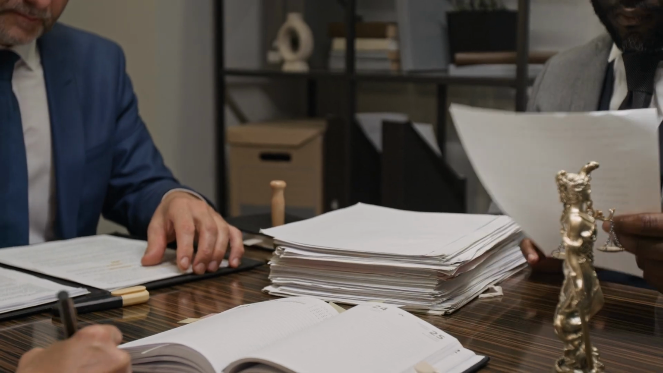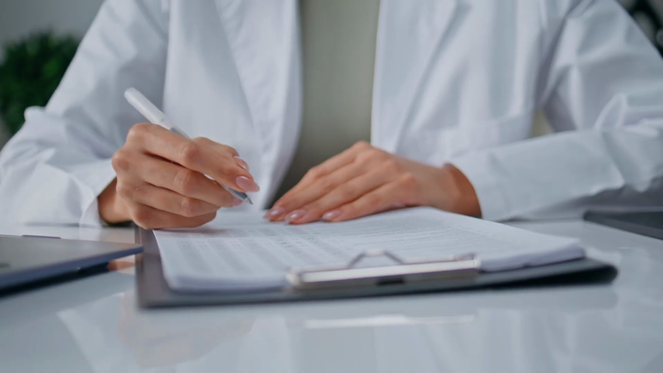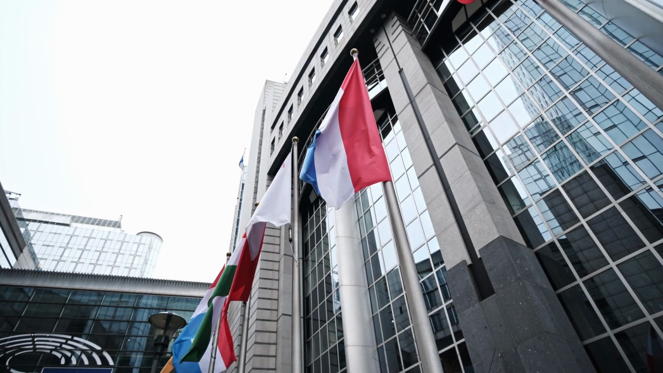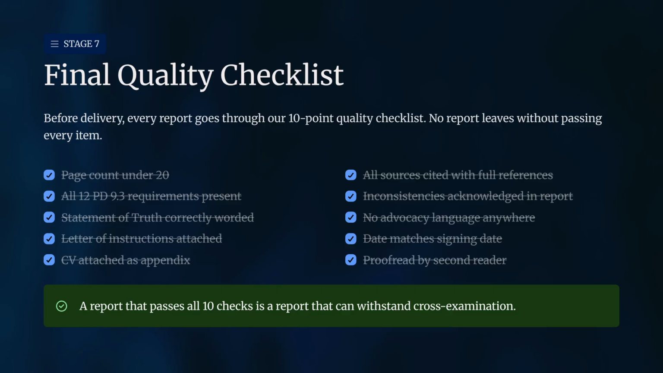Before we send the report to the instructing solicitor, we run through a quality checklist. Every report, every time. We learned each item on this list from cases where reports were rejected by tribunals. Page count under 20, verified. All 12 paragraph 9.3 requirements addressed, verified item by item. Statement of truth, correctly worded and signed, verified.